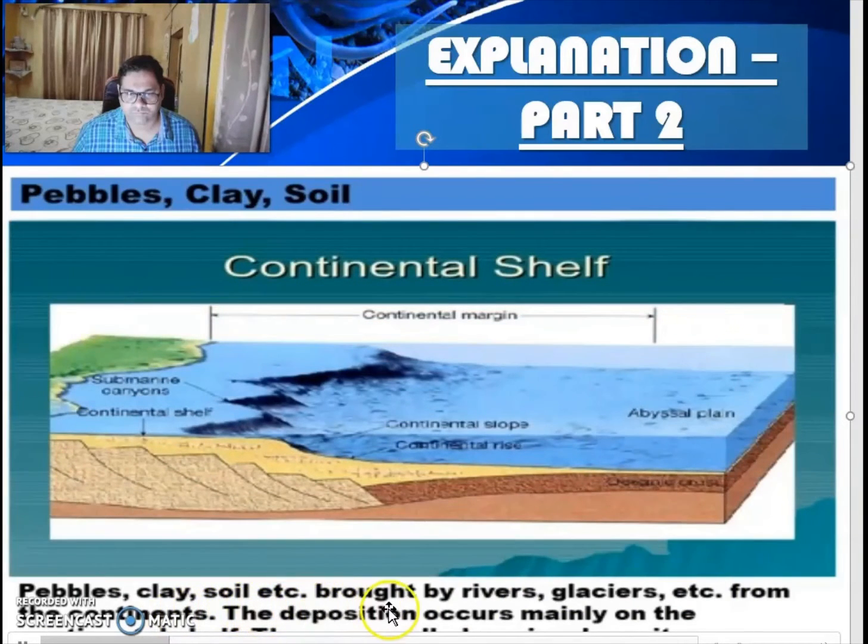The deposits occur mainly on the continental shelf. These are called marine deposits. Means these deposits are formed mainly on the continental shelf. Continental shelf is the first relief feature of the ocean when we are going from the land to the ocean. Glaciers means what? Glaciers are the rivers of snow.